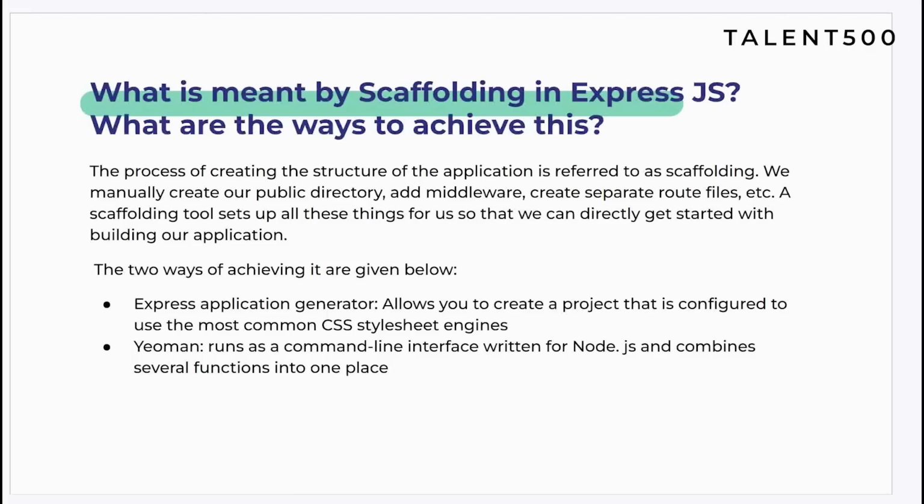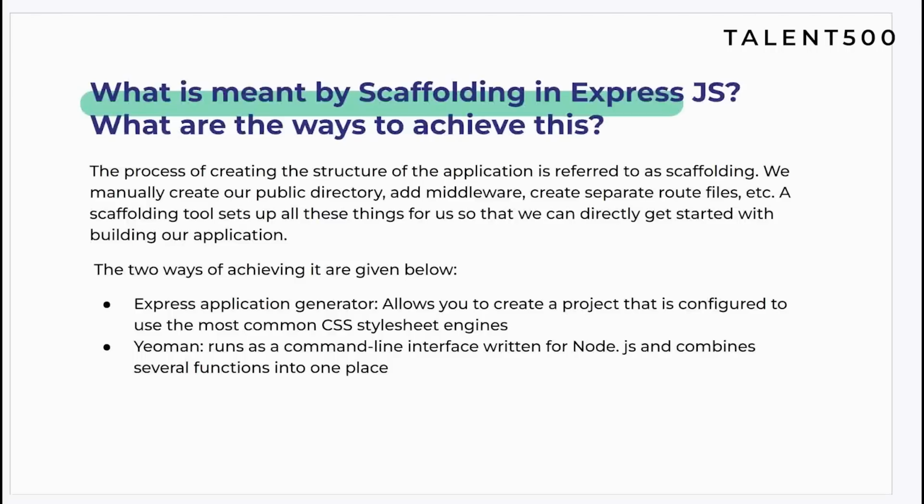Let's move on to our last question for today: what is meant by scaffolding in ExpressJS and what are the ways to achieve this? Scaffolding is the process of creating the structure of the application. In ExpressJS, you have the flexibility to create the structure manually, including the public directory, middleware, and separate route files, and this process is known as scaffolding.